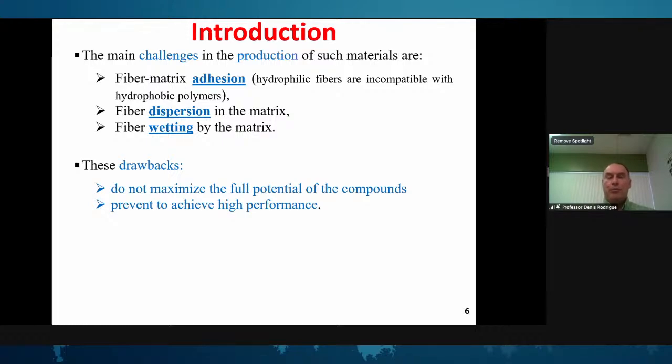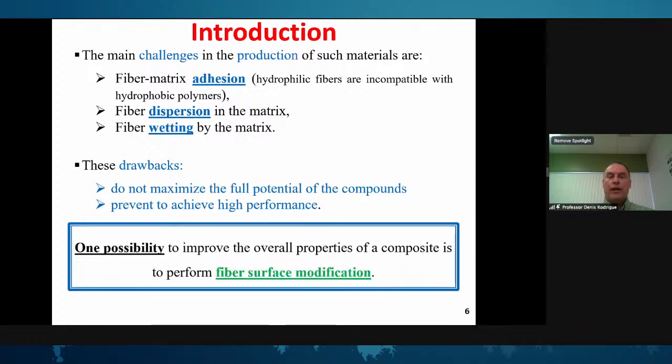So most people will try to improve, most of the time, the adhesion between the fiber and the matrix. One possibility, and there are plenty of them but I will not have time to discuss them today, is to improve the fiber surface adhesion to the matrix by doing a surface modification of the fiber itself.